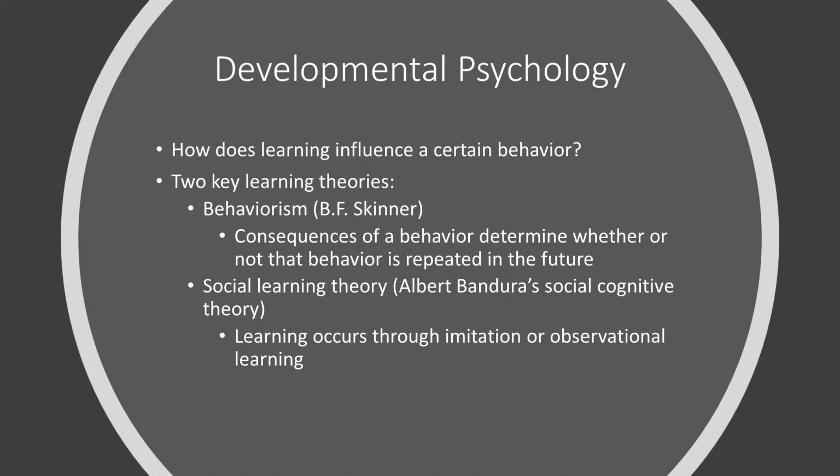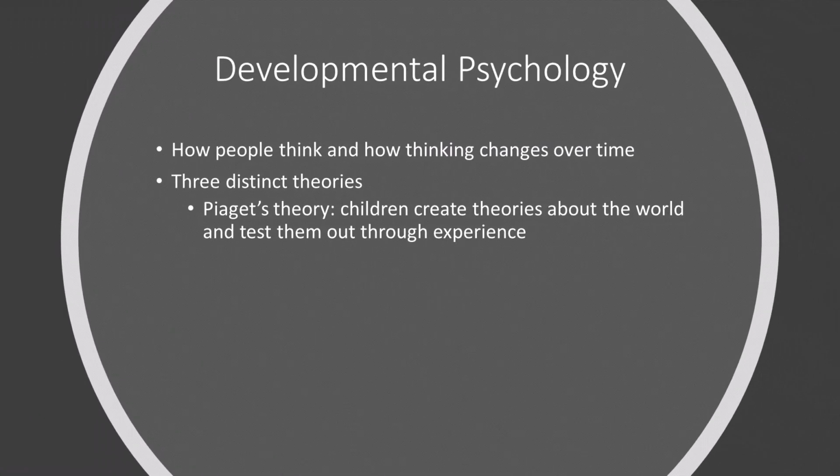And he emphasized that learning occurs through imitation and observation as well. Another theorist to look at in the field of developmental psychology would be Piaget. Piaget talked about cognitive development in children and how children developed in discrete stages, moving through different stages over time.